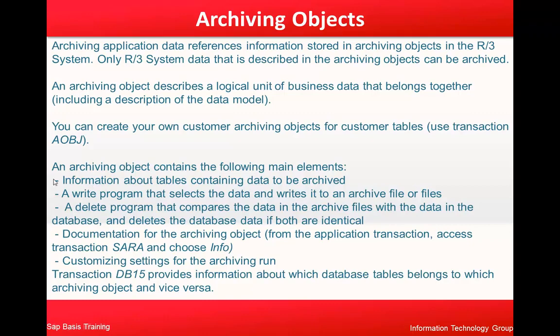So basically the information about tables containing data to be archived, a write program that selects the data and writes it to the archive file or files, a delete program that compares the data in the archive files with the data in the database and deletes the database data, provided both are identical, documentation for the archiving object, and customizing settings for the archiving run. So using transaction DB15, which provides information about which database tables belong to which archiving object and vice versa.